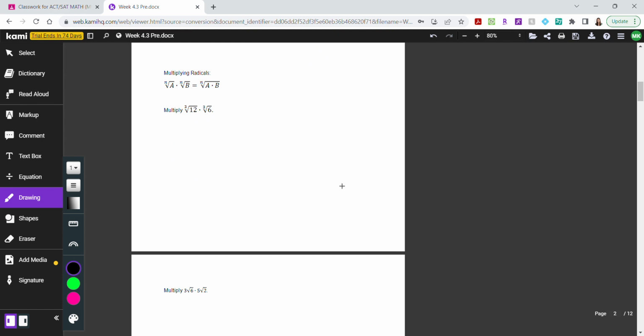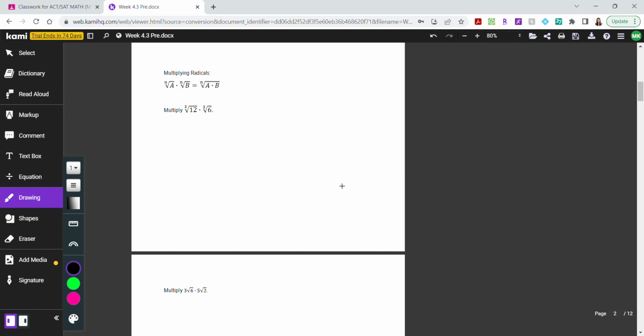Now, with multiplying radicals, as you can see, if both of them have the same root number, then the insides will be able to multiply with each other like normal. So let's say this is square root 1 and this is square root 2, then what you would be able to do is square root 1 times 2, which will give you square root 2 in that case.